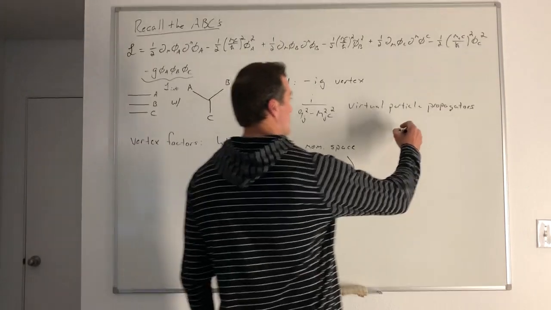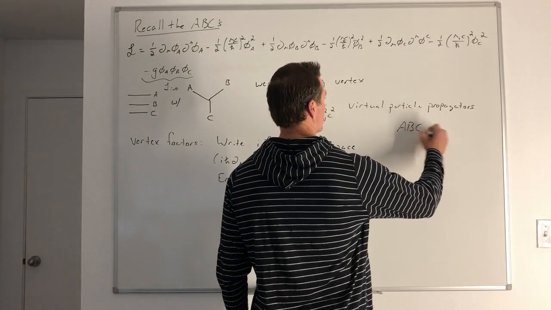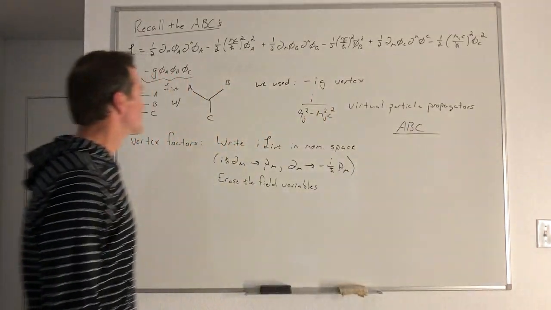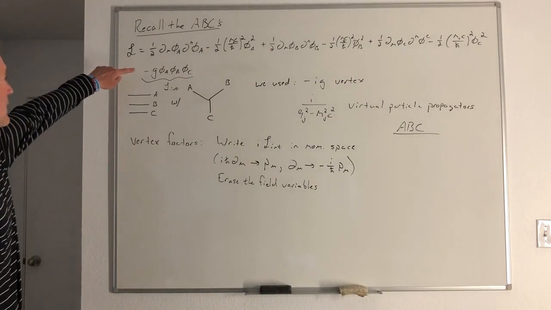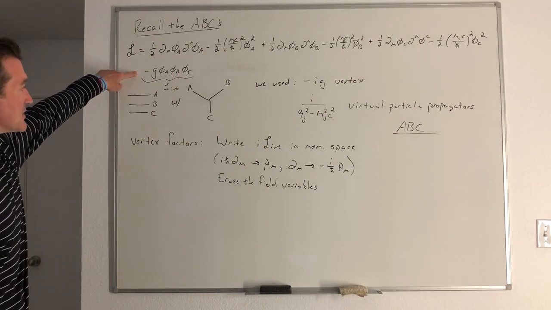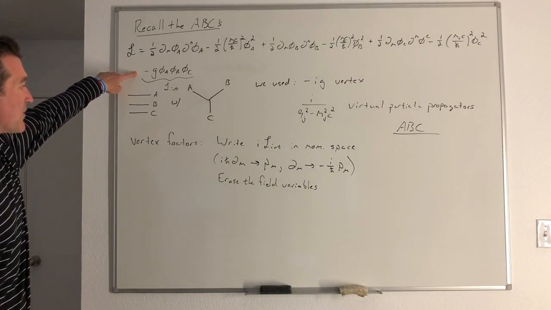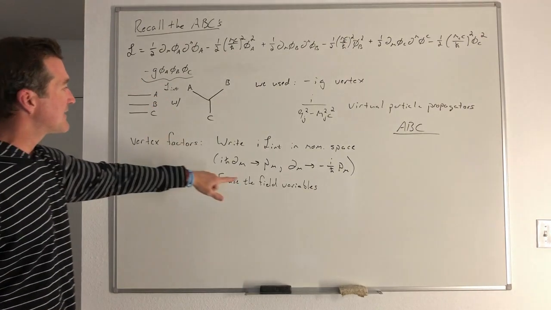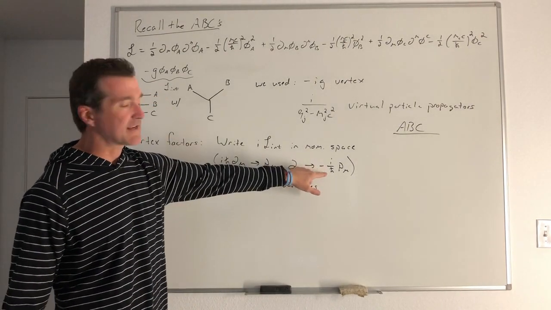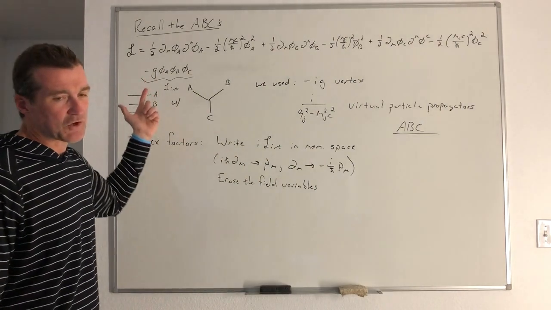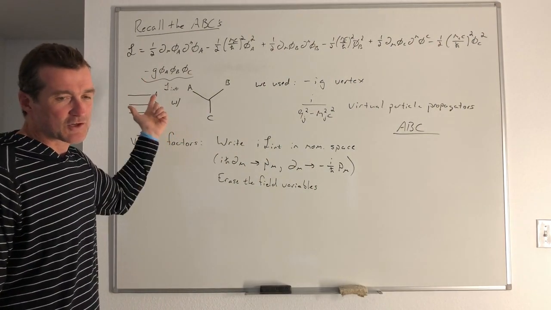So let's see how this works out in this ABC example. If I take this interaction term and I multiply it by I, and then I take all of the derivatives that appear and send them to this, well, what does it do to this term?